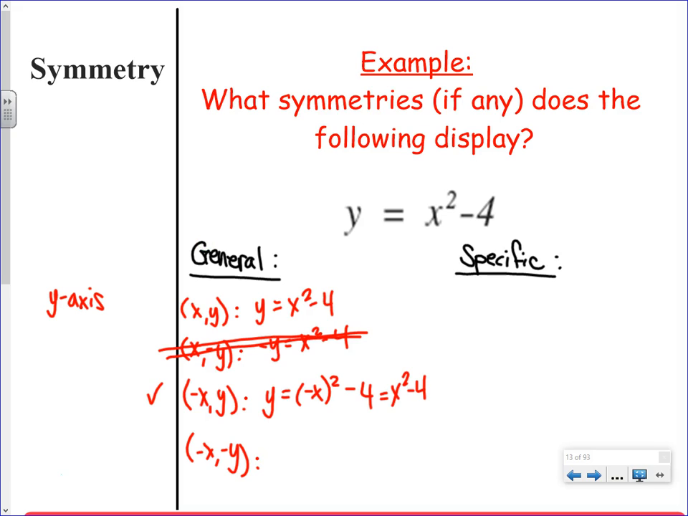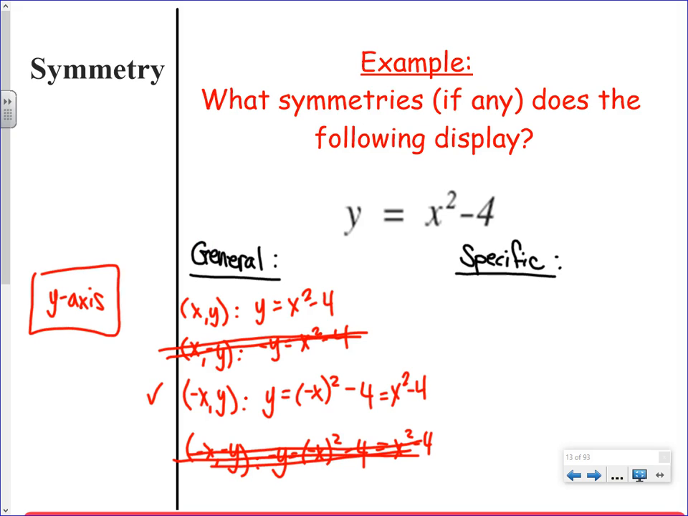When you plug in an opposite y and an opposite x, does it simplify? The answer is yes. But does it simplify to be the same? No. Even though the right-hand side will go back to the original, does the y? So therefore, does it have origin symmetry? No. So our final conclusion is y-axis symmetry alone.